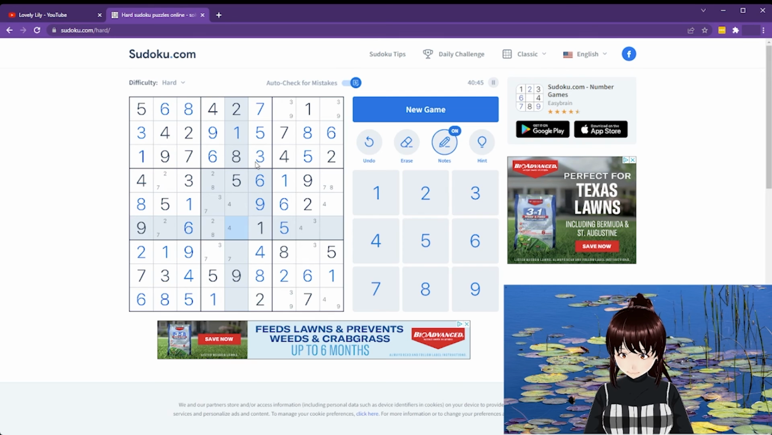I will beat you, Sudoku. I will beat you. Okay, so I'm actually very close to beating this Sudoku.